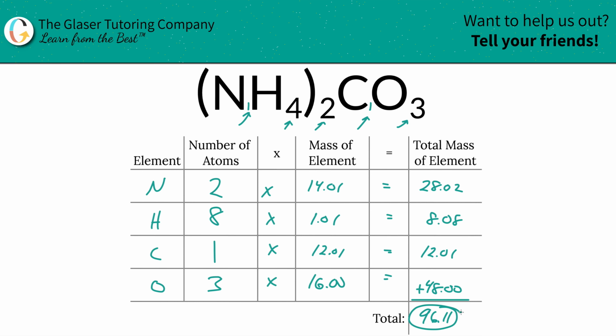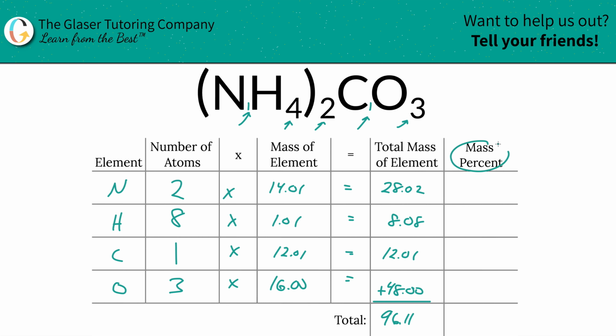Now that we have the total mass in hand, I'm going to add a column to the table to find those percentages. Watch how nice and simple this is. Bam, so to find the mass percent of, let's say, nitrogen, we're going to take the total mass of nitrogen here, the 28.02, and then we're going to divide it by the total mass of the entire compound, the 96.11. And then multiply it by 100. That is a simple percent calculation. Part over whole times 100.